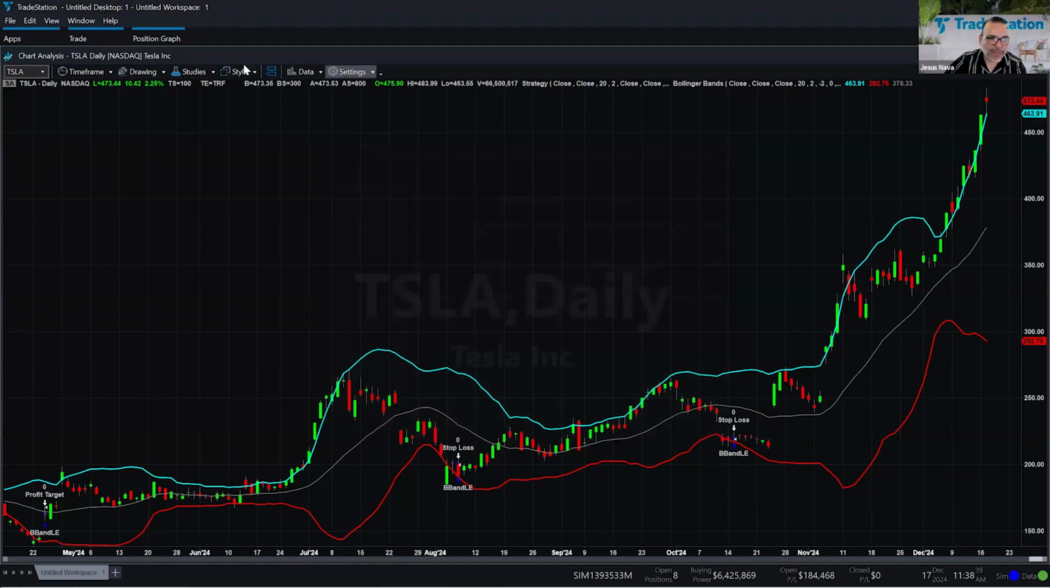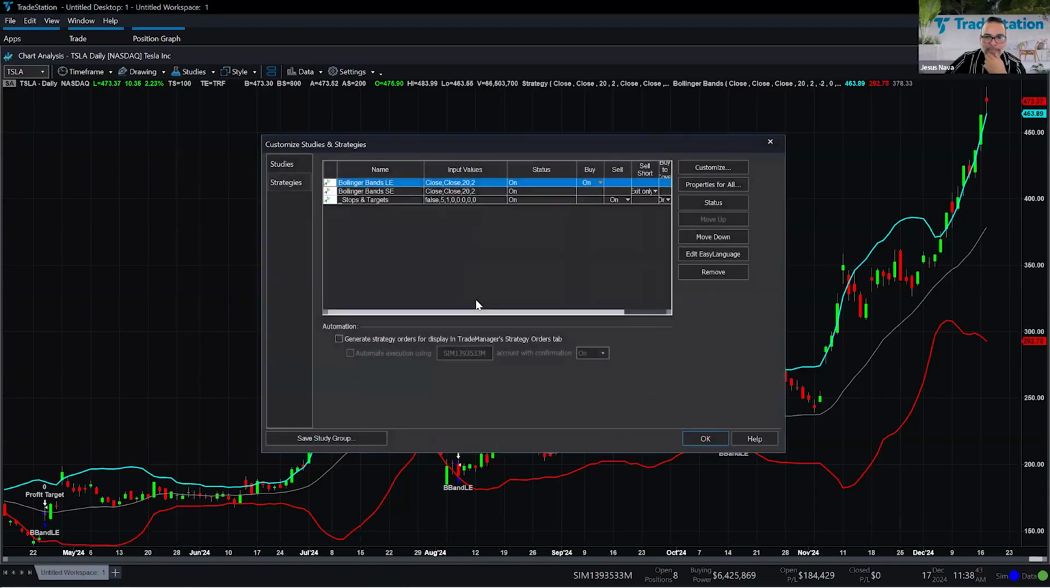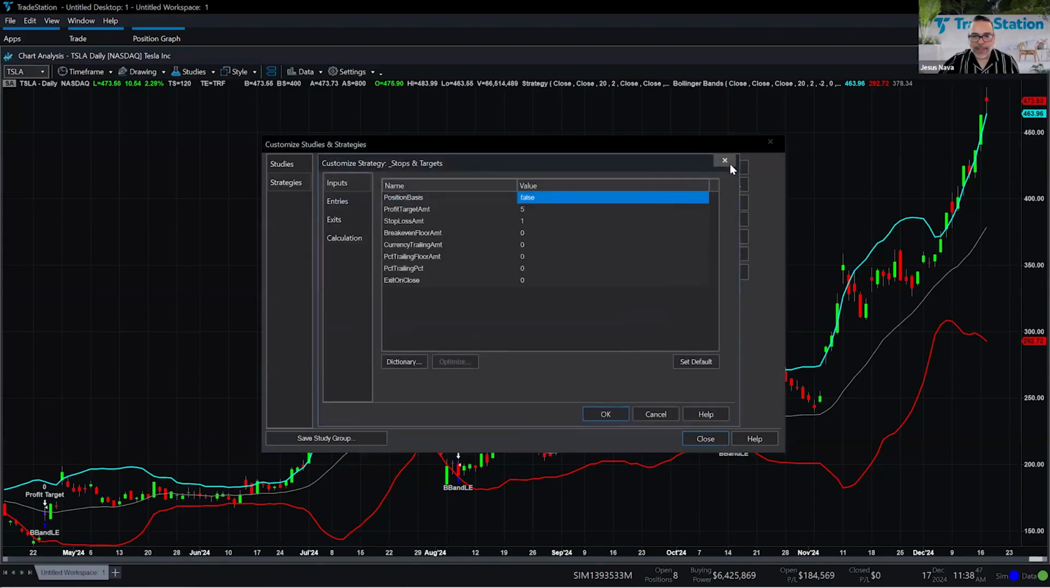Okay, so I need to modify this. Let me go to studies, edit strategies. All right, so stops and targets, and let me customize this. All right, so these are all the parameters of this strategy. Let's see if we have time to go through all of them. Position basis is set to false. False means that it's not based on the position, it's based on a per share. If you want to base it on a position, then you turn this to true.